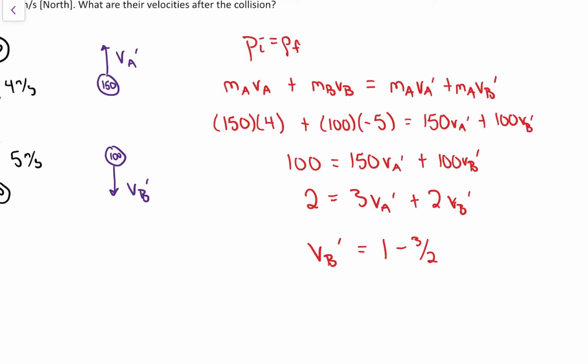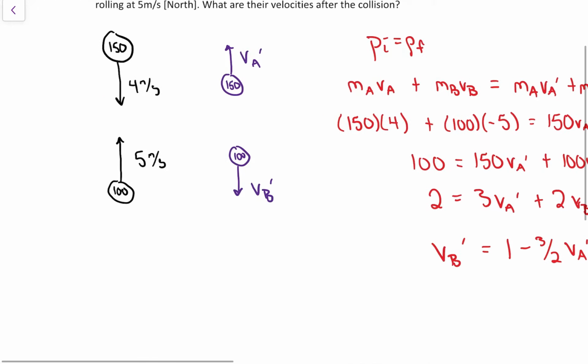Once I do the 2 divided by 2, then subtract 3 over 2 multiplied by VA prime. I'm going to call that equation 1. That's as far as we can go with momentum. We can't solve it. We can get that far.